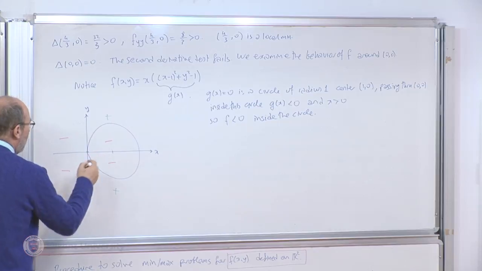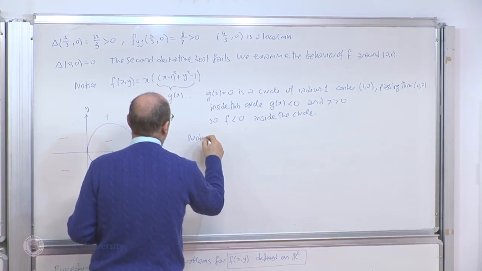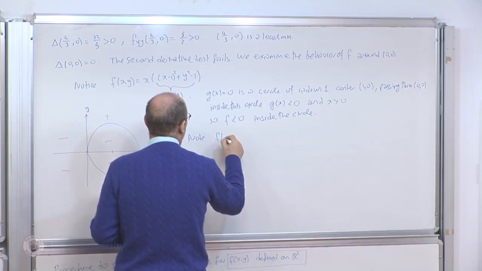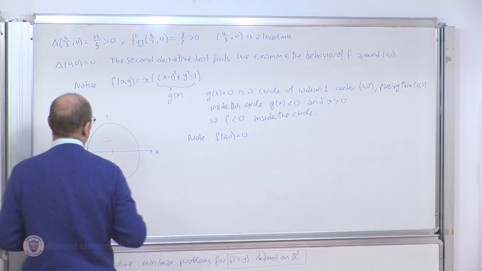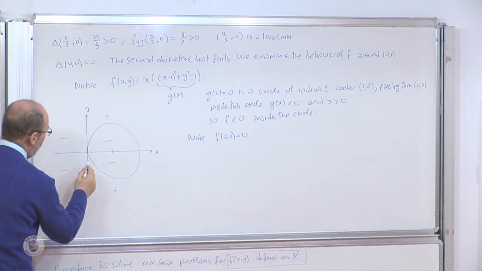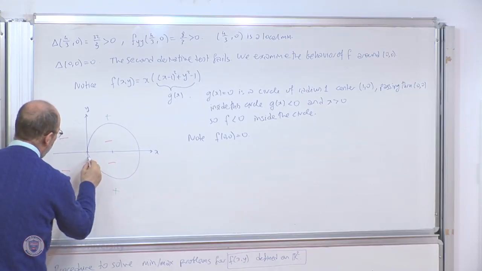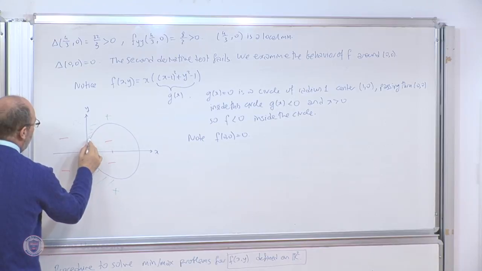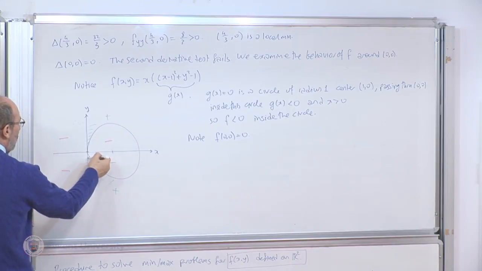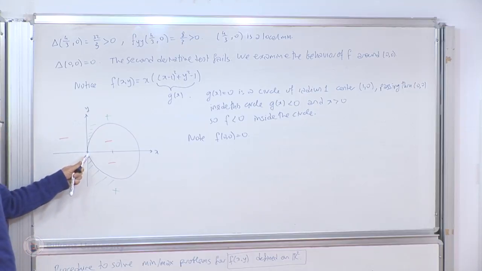And at the origin, notice that f of (0, 0) is 0. Okay, here the function is positive, but here, I was going to use green. So here you see it is positive. So if you approach the origin along this region, this is a local minimum. It is 0 here, positive here.